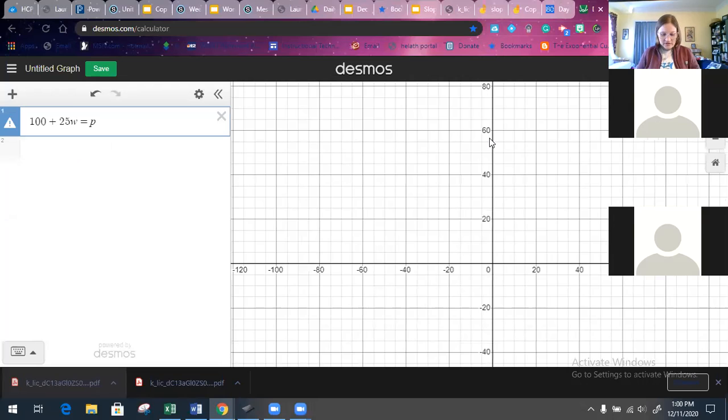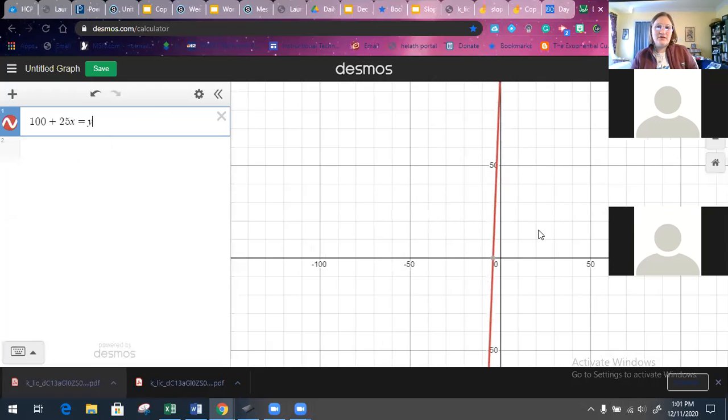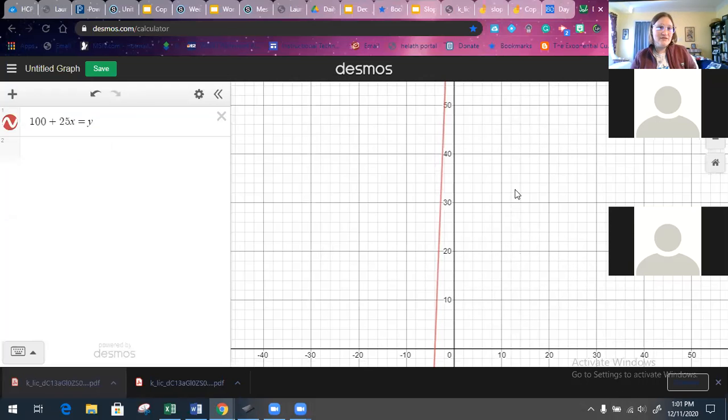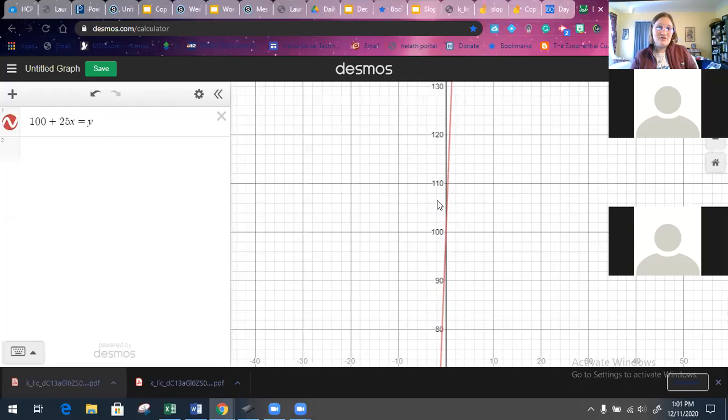So W is going to become our X. P is going to become our Y, right? And there we can see it now. Really steep line because it's going up by 25s. Crosses up here at 100. Okay, there's our y-intercept. Going up 25 by 1.